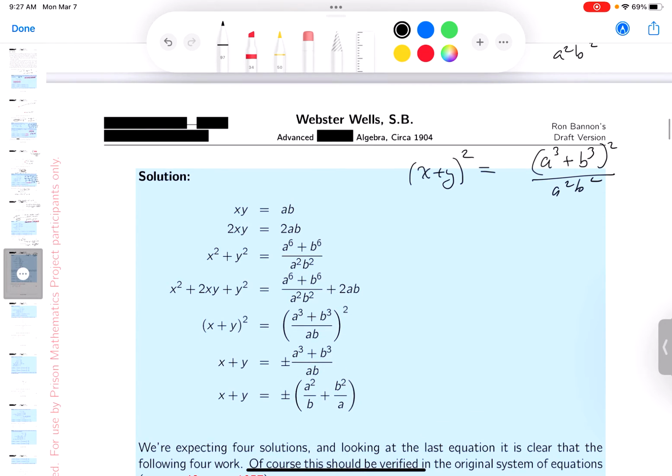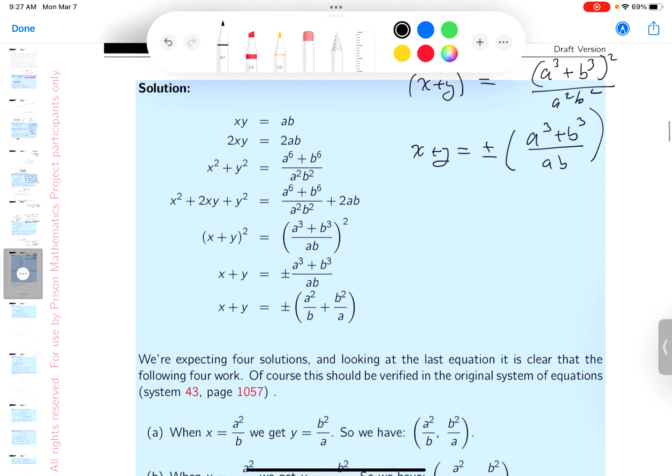All right, what do I notice now? X plus y, I'm using the square root rule, is plus or minus the square root of that, which is pretty simple. A cubed plus b cubed over ab. And then I'm going to do a little simplification over here because I'm realizing this might be tough to go substitute back in somewhere.